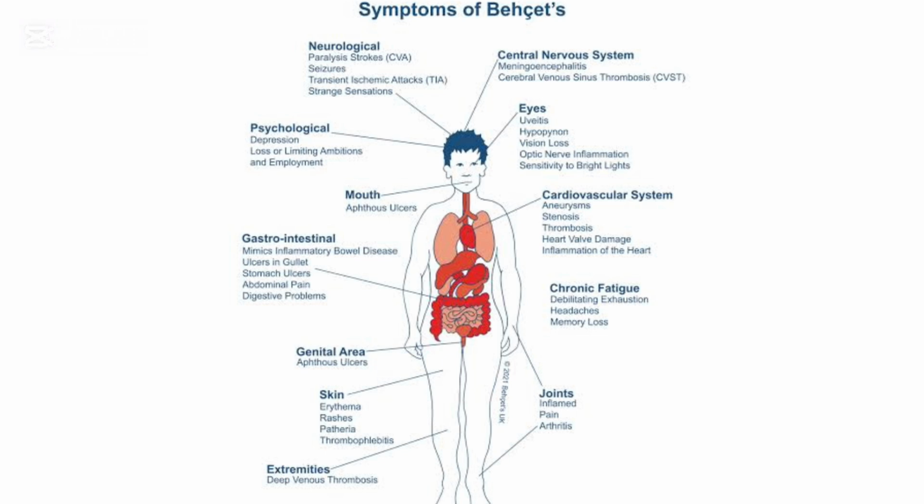Other investigations, the baseline investigations: we can do inflammatory markers like ESR and CRP. HLA-B5, HLA-B51 is associated with Behcet disease, but again, it is not a diagnostic test. Other investigations we should consider according to the involvement of the organs.